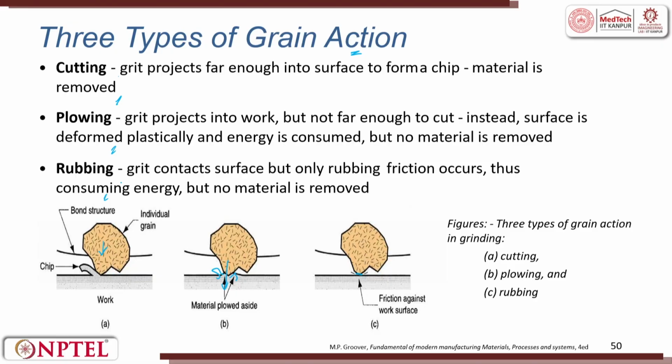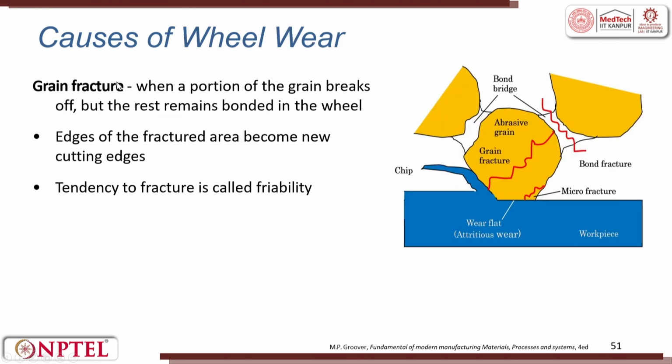Okay. So, this rubbing action gives you a lot of heat. This heat will try to distort the workpiece property. So, these are the three typical mechanisms: cutting, ploughing and rubbing. In ploughing and rubbing, the material is not removed, it is only displaced. In rubbing, nothing happens. Now the grain fracture, as I told you: if you see one abrasive and the other abrasive, they are bonded together by the bonding bridge. This bonding bridge is the material we discussed here.